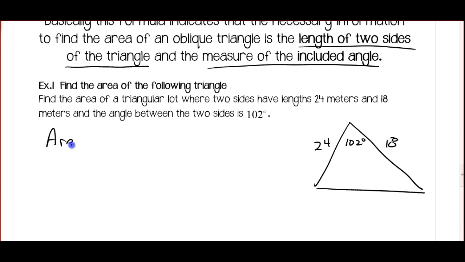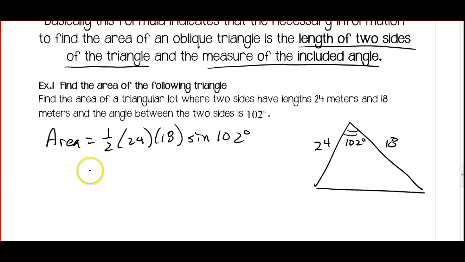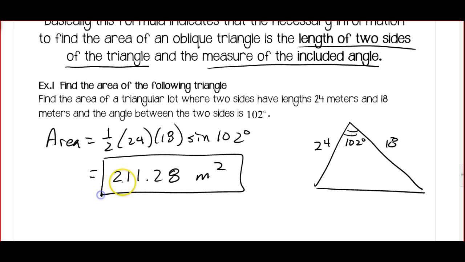So now the area is simply going to be 1/2 the product of the two sides, so 24 times 18, times the sine of the included angle. The angle has to be in between the two sides like it is here, and we get about 211.28 meters squared. Okay, if units are given in the problem, make sure you include them in the answer.